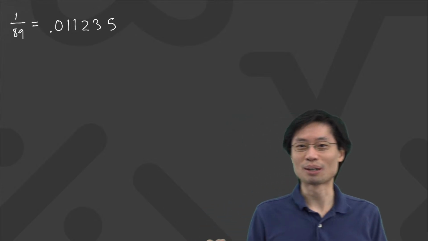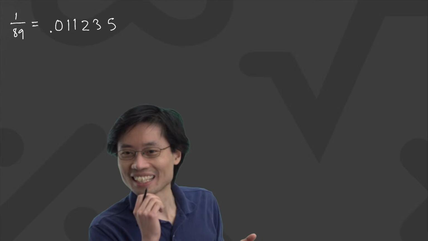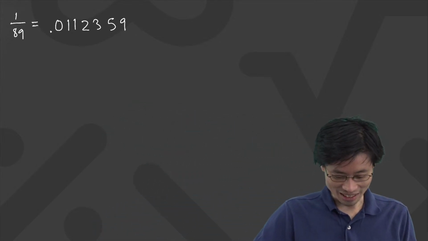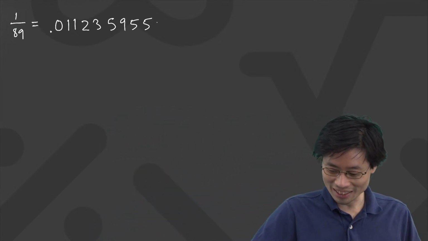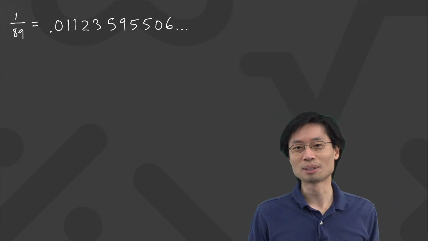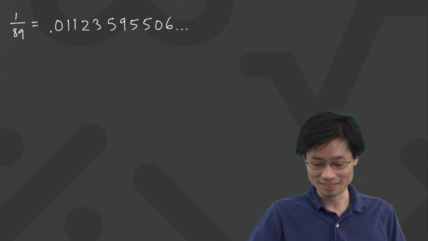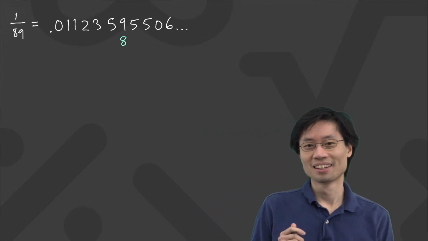Isn't this awesome? 0.11235. No, you ruined it already, Chris. What did you say? Oh, the next one's a 9. Oh, okay. I'm sorry. So it's not any good. It's 5955. And then what is that? 06. All right. So we were all excited for a moment that it might be something like Fibonacci numbers, but it's not. It's 11235. And what did you really want? You really wanted 8, didn't you? That would have made us happy.